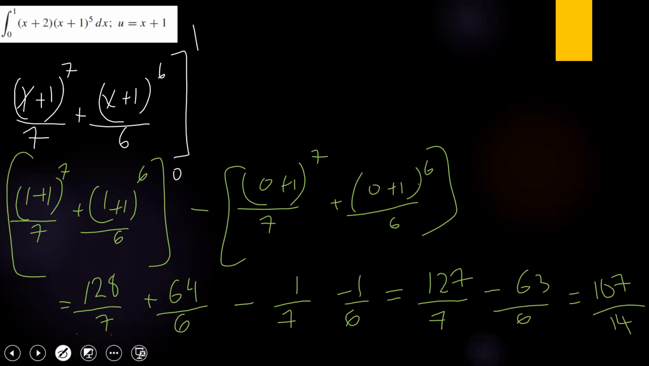Is it clear? Yes, teacher. Yeah, let's solve this example here.